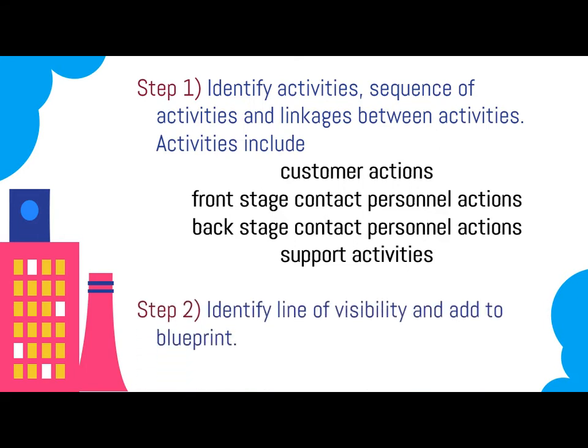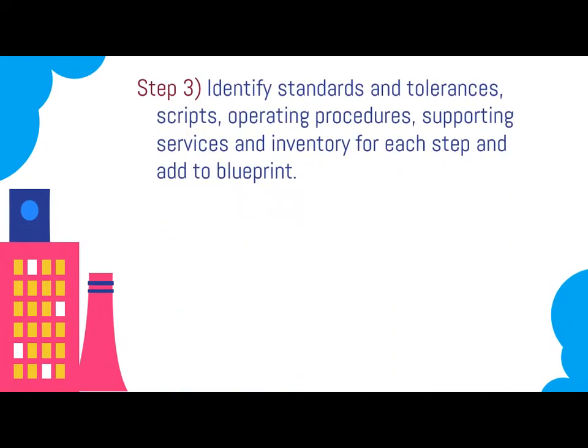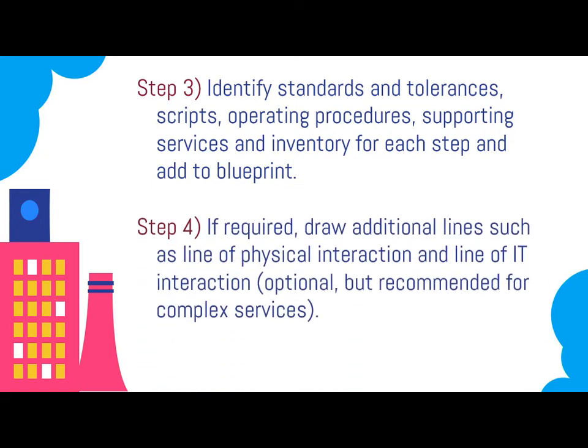Step number 2. Identify line of visibility and add to the blueprint. Step number 3. Identify standard and tolerance, scripts, operating procedures, supporting services, and inventory for each step and add it to the blueprint. Next is step number 4. If required, draw additional lines such as line of physical interaction and line of IT interaction. This is optional but recommended for complex services.